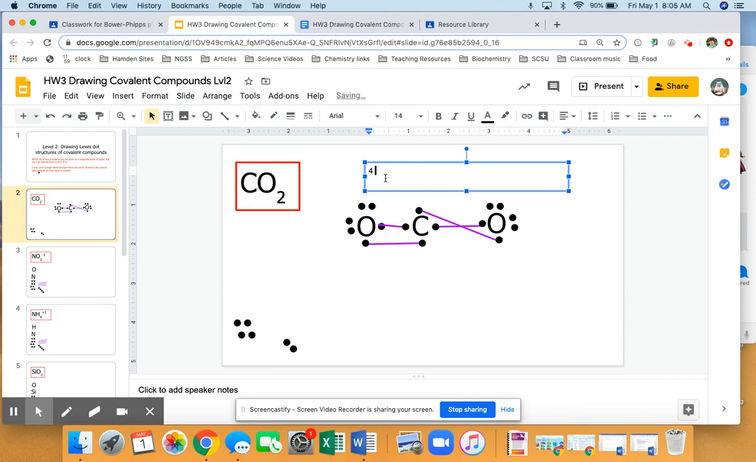4 from carbon plus 6 from each oxygen, right? This 4 is from the carbon, this is from one oxygen, from another oxygen. So 4 plus 6 is 10, plus 6 is 16 electrons. Let's count and make sure that we have 16 electrons. 2, 4, 6, 8, 10, 12, 14, 16. We've got all of our electrons.